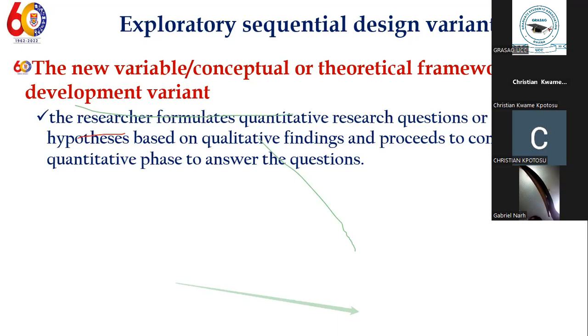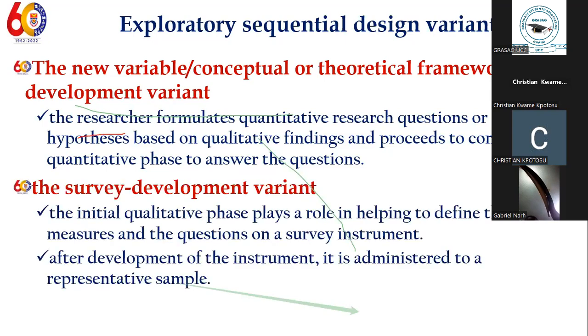There and then, there is the issue about conceptual or theoretical frameworks. Sometimes in designing these frameworks, it is best suited that we use the exploratory sequential design. And the specific variant to use is what? The new variable or theoretical framework development variant. Again, the survey development variant. I think this is common. Here, the initial qualitative phase plays a role in helping to define the measures and the questions in a survey instrument. It can be a questionnaire. After development of the instrument, you can now administer it to your representative sample. So: qualitative data phase, development of the instrument, then the quantitative data phase.